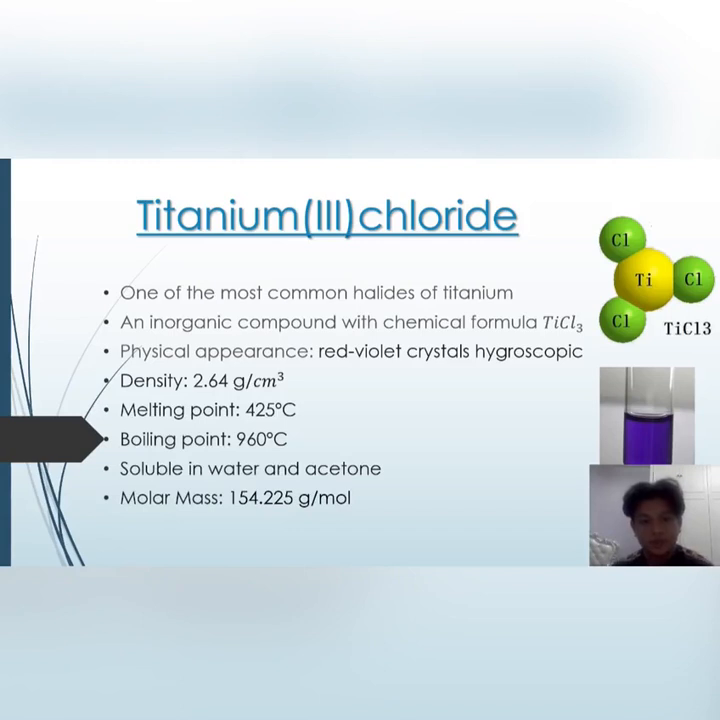Moreover, it has a physical appearance of red-violet hygroscopic crystal, with a density of 2.64 grams per cm³, a melting point of 425 degrees Celsius, and a boiling point of 960 degrees Celsius. It is also soluble in water and acetone. The molar mass is 154.225 grams per mole.